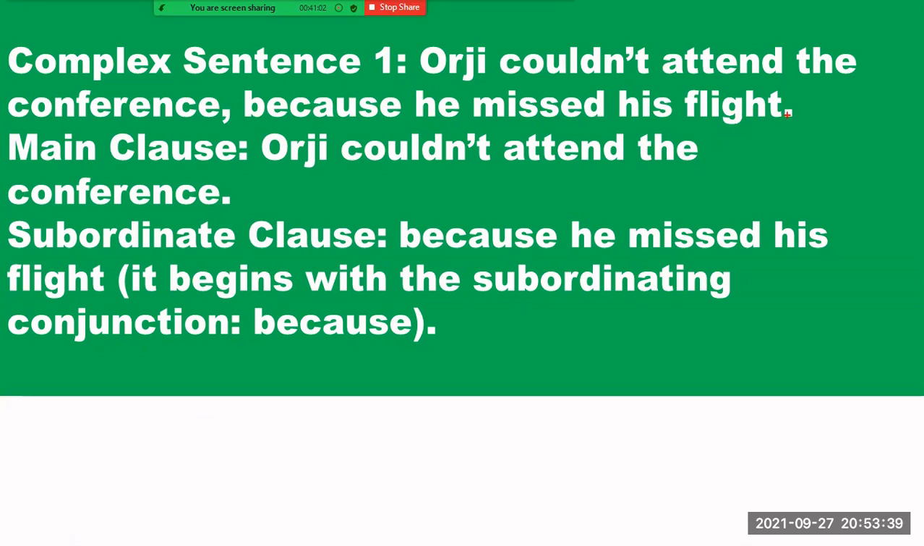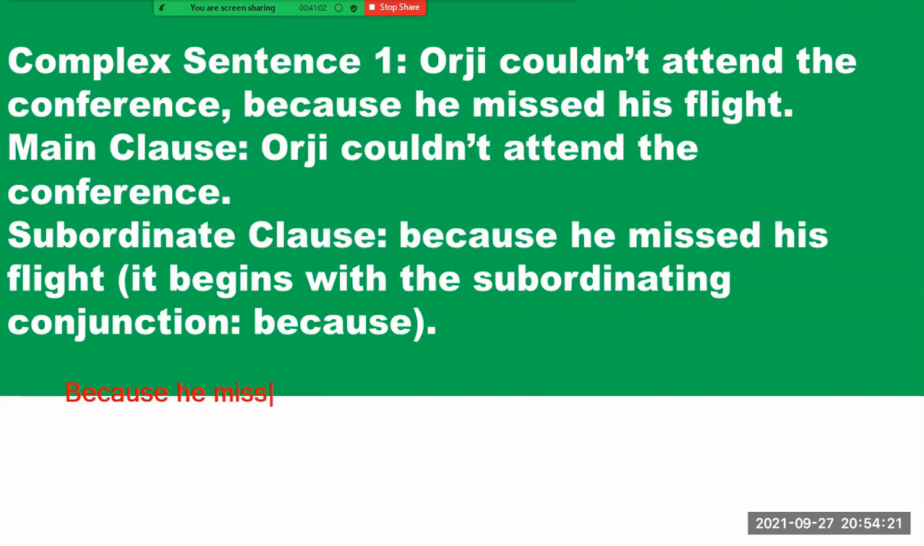Now, complex sentence number one, you can see Oji couldn't attend the conference because he missed his flight. Now, the main clause is Oji couldn't attend the conference. The subordinate clause is because he missed his flight. Now, don't forget that this subordinate clause begins with the subordinating conjunction because. Because is a subordinating conjunction of reason. All right. Now, one other thing we could do here is we could change the sentence structure and it will still convey complete meaning.